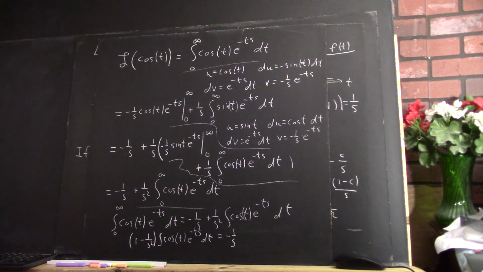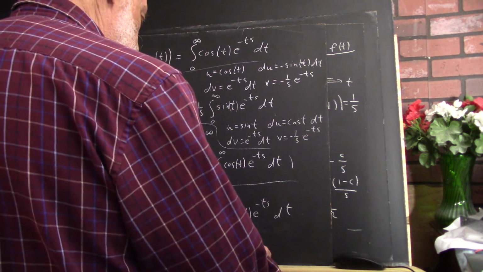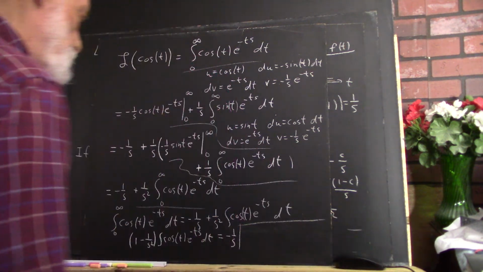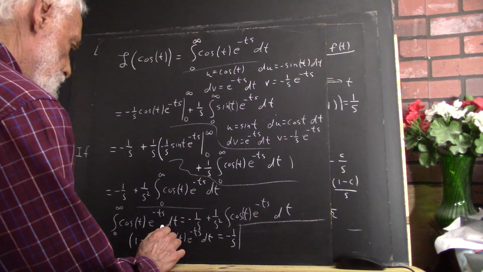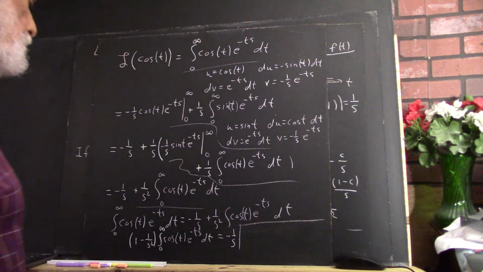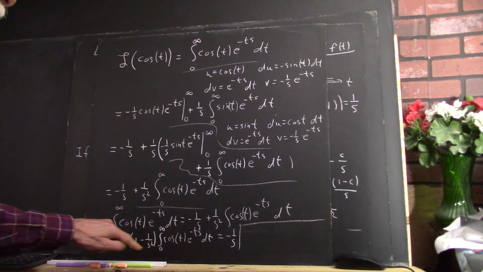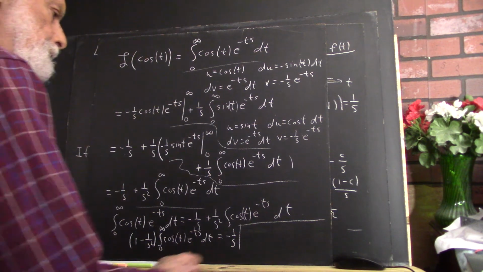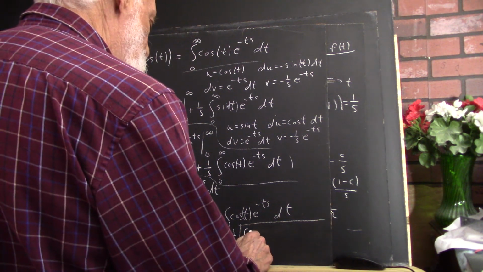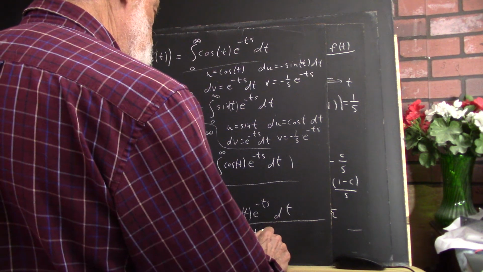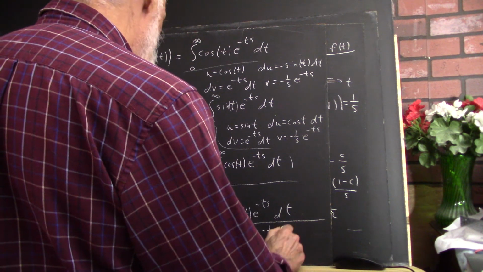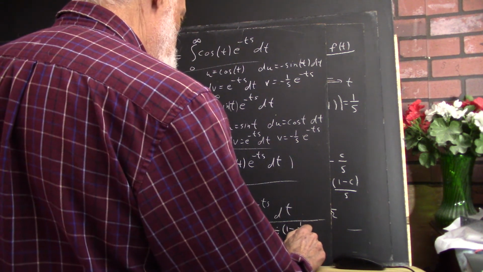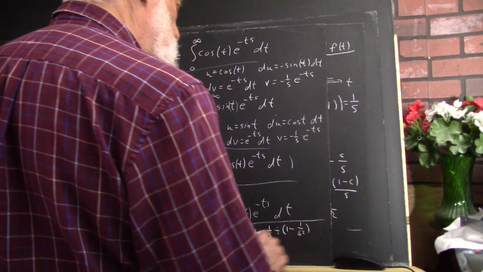Now, not sure I got all my arithmetic right. So I'm just going to say this integral, which goes from 0 to infinity obviously, is going to equal this divided by this. So we get negative 1 over s divided by 1 minus 1 over s squared.